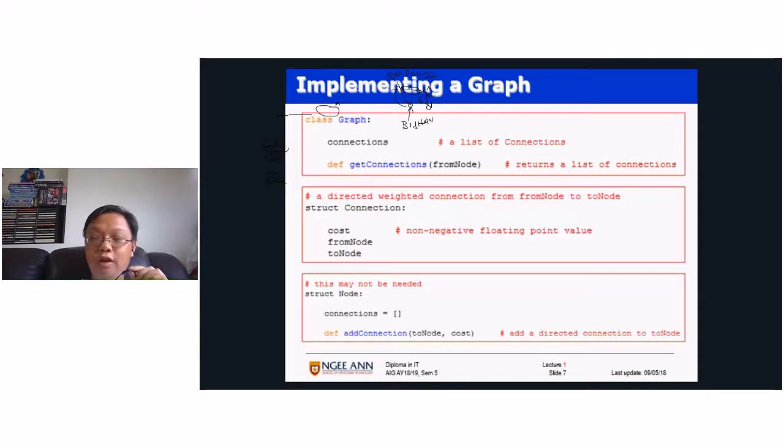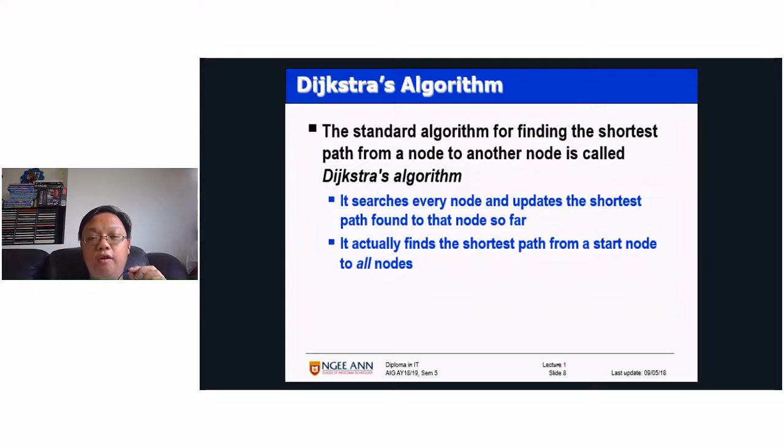But strictly speaking, for Dijkstra's algorithm to work, you do not need the node structure. That is why later on when you see the algorithm, there is no node structure inside the algorithm. So this is just a review from previously. Now, essentially, the standard algorithm for Dijkstra is to find the shortest path.